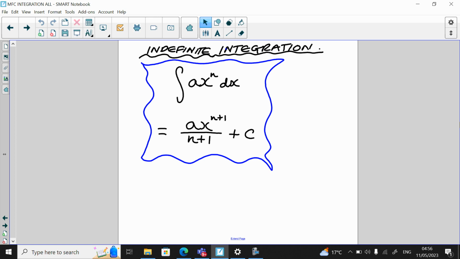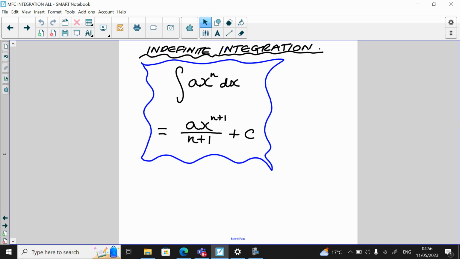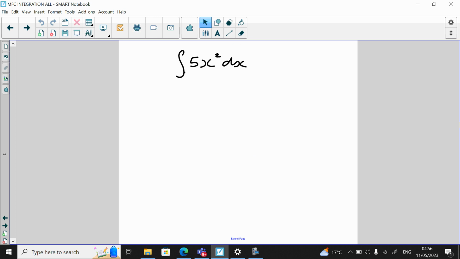Okay, let's get an example here. 5x to the power 2. Let's apply the rule. Okay, increase the power by 1, divide by the new power. Okay, 2 goes up to a 3, and divide by the 3. Okay, don't forget about the plus c. Have a look at the number on top, number on bottom, the 5 and the 3. 5 divided by 3. That's not nice. That's for final answer. Okay, that's it.